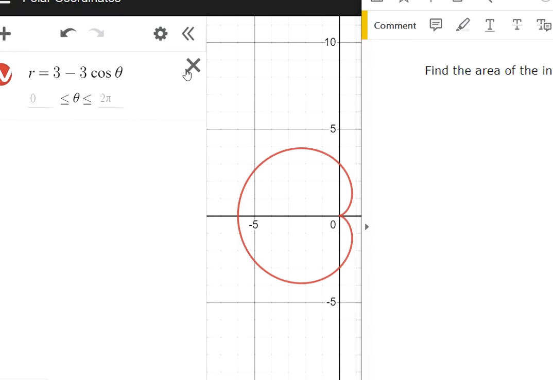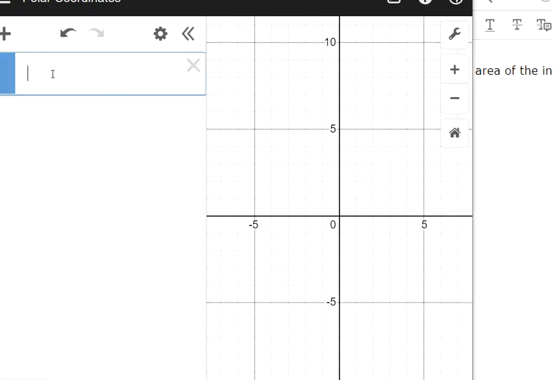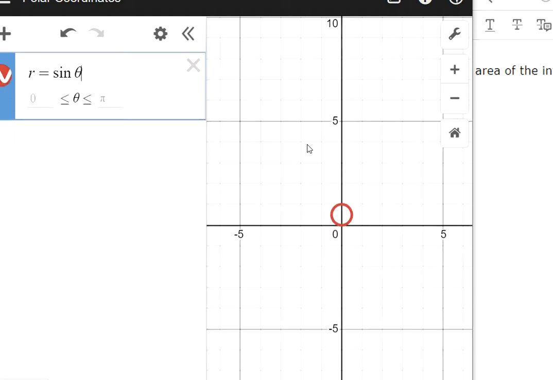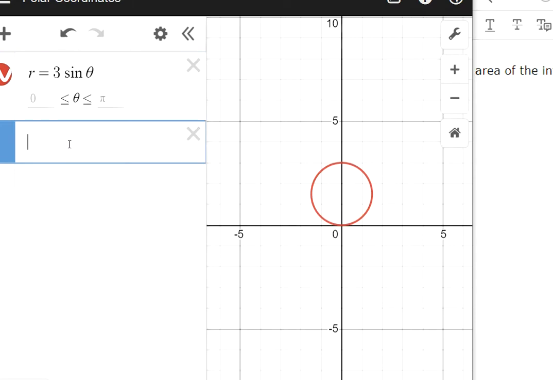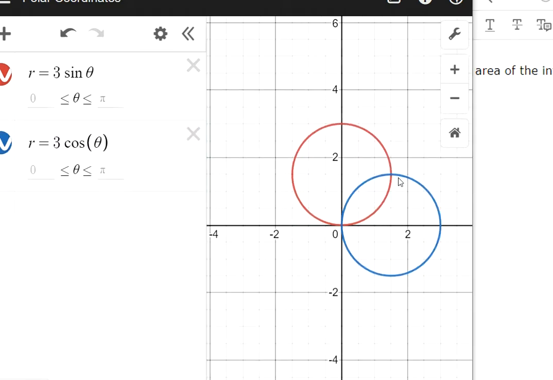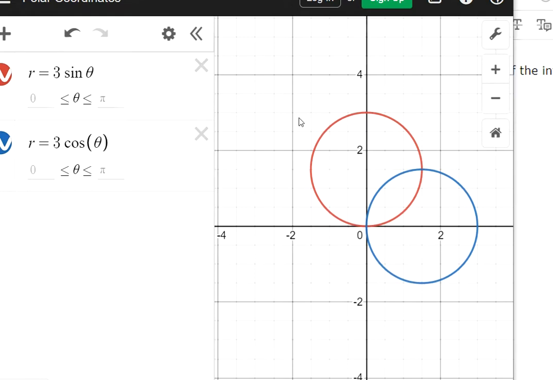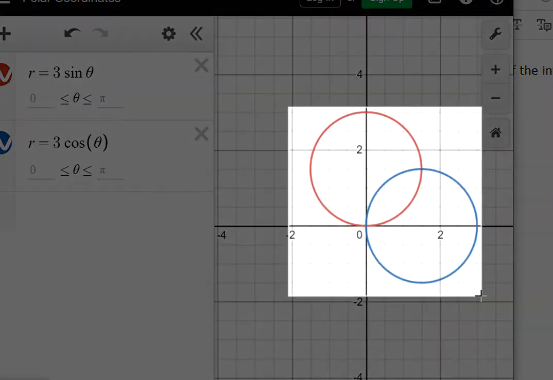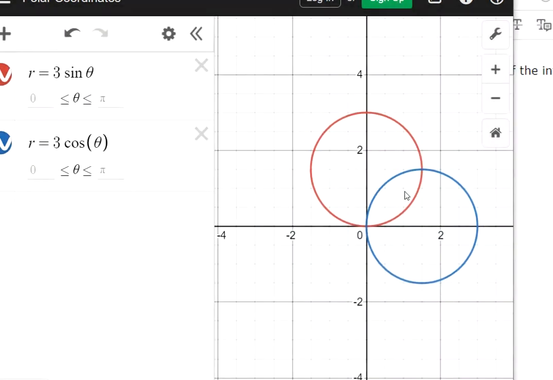So if you Google search polar coordinates Desmos, there's a graphing utility that comes up. And there's r equals, we need 3 sine theta, and then our other one for this problem is r equals 3 cosine theta. You can just type in the word theta and it pops up. So there's the two rings. So we just want that for a sketch so that we can start finding the area. I think it said the area of intersection. So we're looking at this area here.